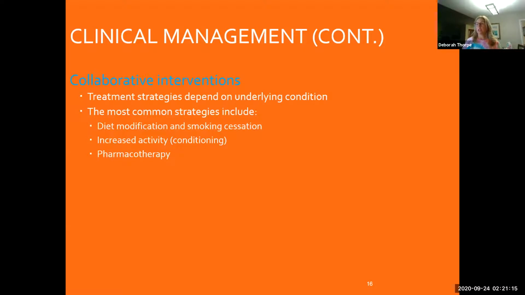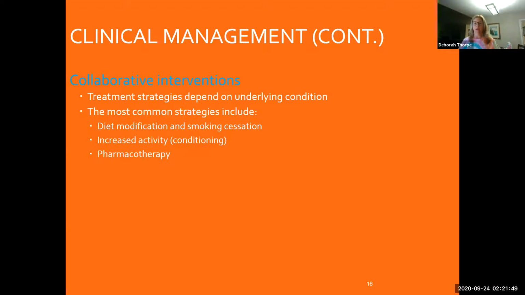Treatment strategies depend on underlying condition. The most common strategies include diet modification, smoking cessation, increased activity or conditioning, and pharmacotherapy. Pharmacotherapy represents really the most common collaborative intervention for individuals with these conditions of cardiovascular disease. So there is a list of drugs to look at in your book.